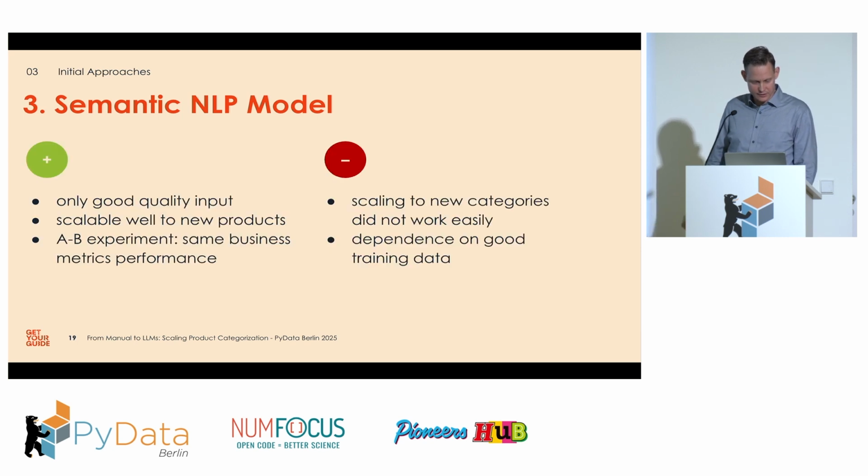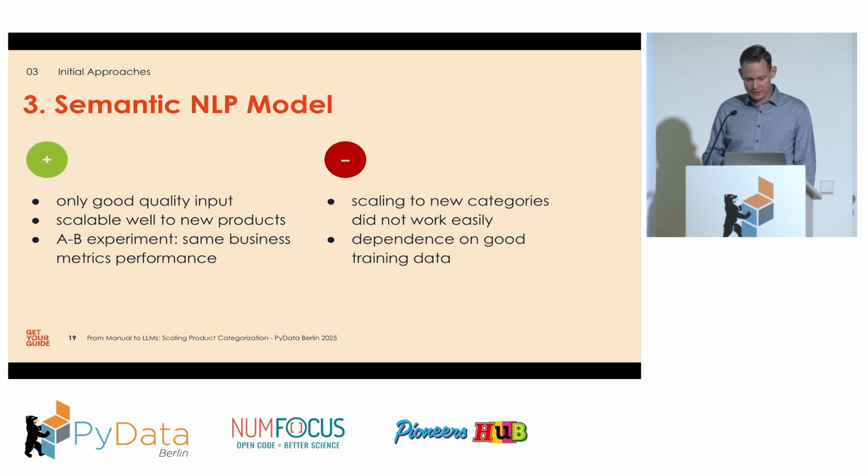There, the positive thing is that now we only relied on good quality input, so not these tags by the suppliers anymore, but just text that also our users could see. So if it's bad, then it would be reported to us. It was scalable well to new products. And an A/B experiment showed that the business metrics stayed the same. So we moved to a better scalable system without losing quality.